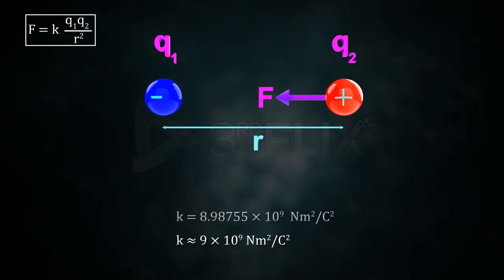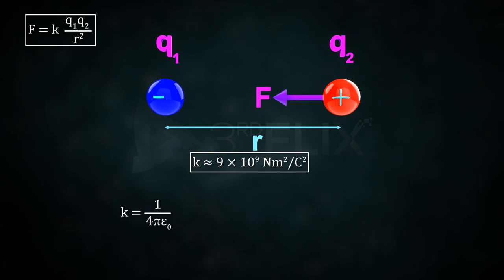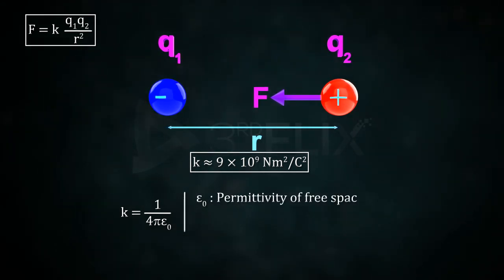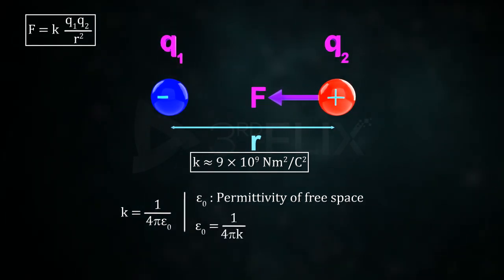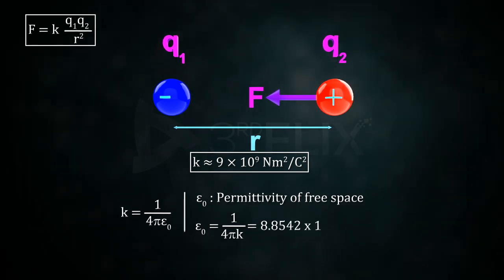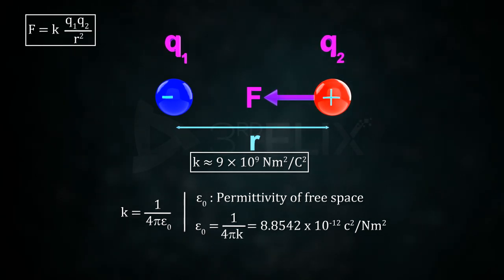The constant K is often written as 1 by 4 pi epsilon naught. The constant epsilon naught is called permittivity of free space. Its value is equal to 1 by 4 pi k, that is 8.8542 into 10 power minus 12 square coulombs per Newton square meter.